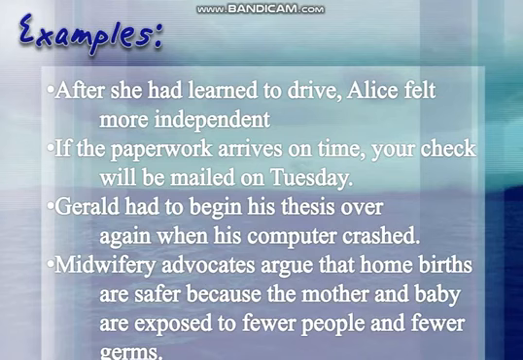Then we have, if the paperwork arrives on time, your check will be mailed on Tuesday. Here the word if is a subordinating conjunction. Then we have, Gerald had to begin his thesis over again when his computer crashed. So which one is the conjunction here? When. Yes. When his computer crashed is a subordinate clause and it is depending on the main clause. So here the word when is joining these two clauses.